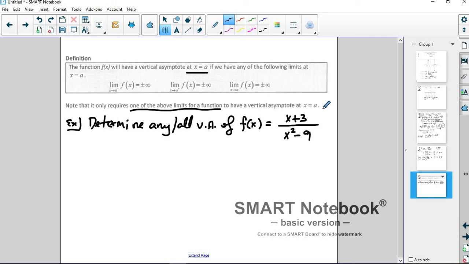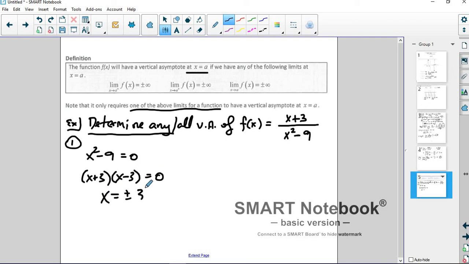Okay. So, how do I determine vertical asymptotes? Well, what do I know? I know that I'm going to get an infinite limit if the denominator equals 0 and the top doesn't. So, I set the denominator equal to 0. First step, set the whole denominator equal to 0. I get (x plus 3)(x minus 3) equal to 0. And so I get x equals plus or minus 3. That's not my answer. Those are the candidates. This is who I need to test.